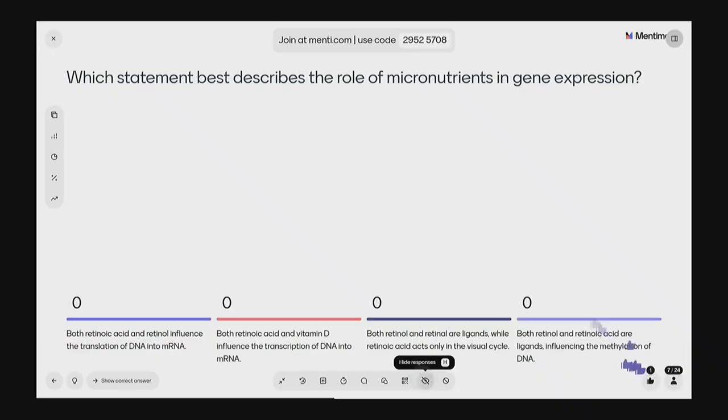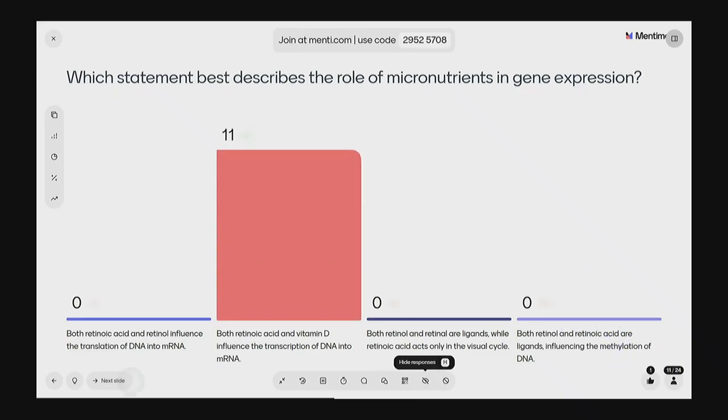Okay, let's see what people are thinking, and then let's show the correct answer.